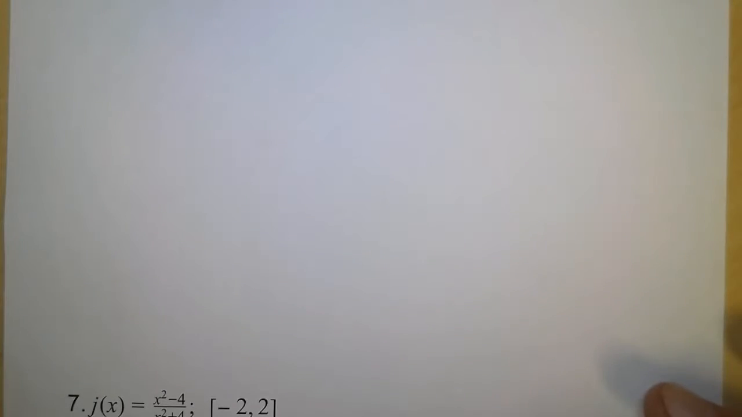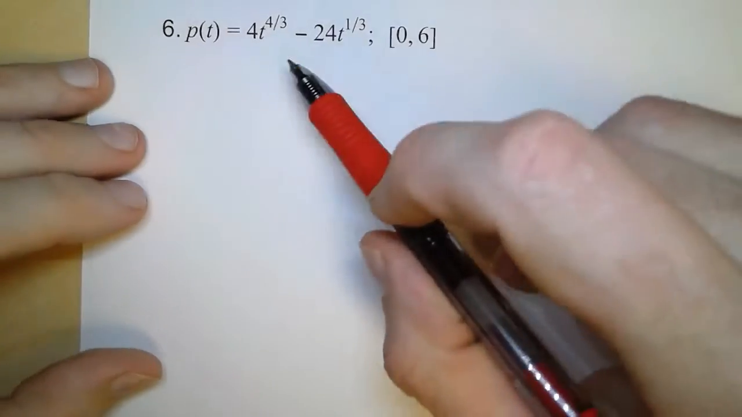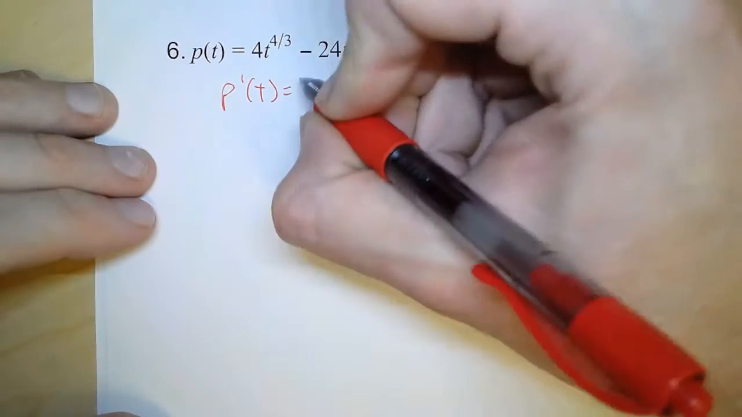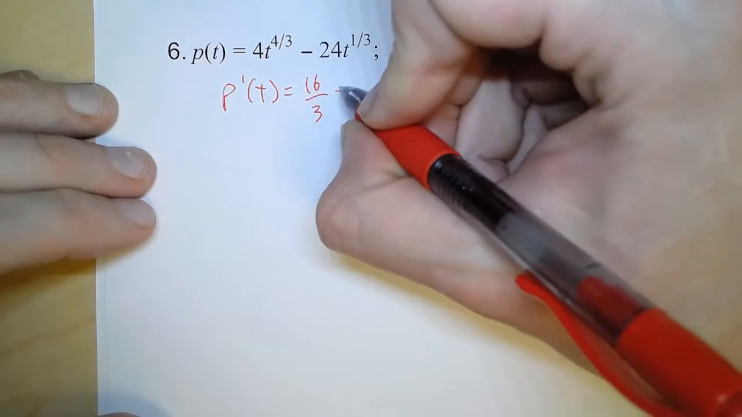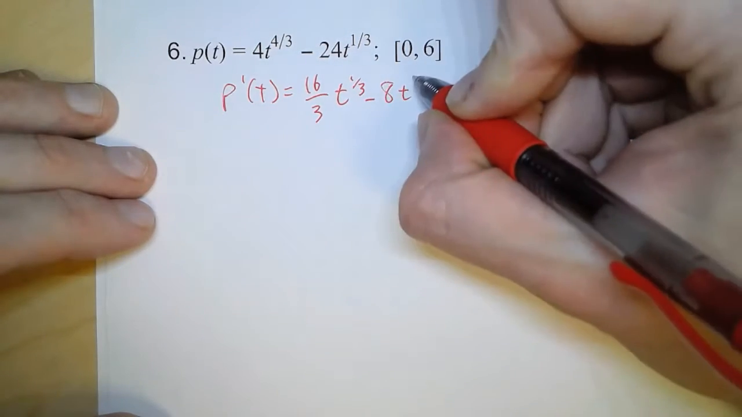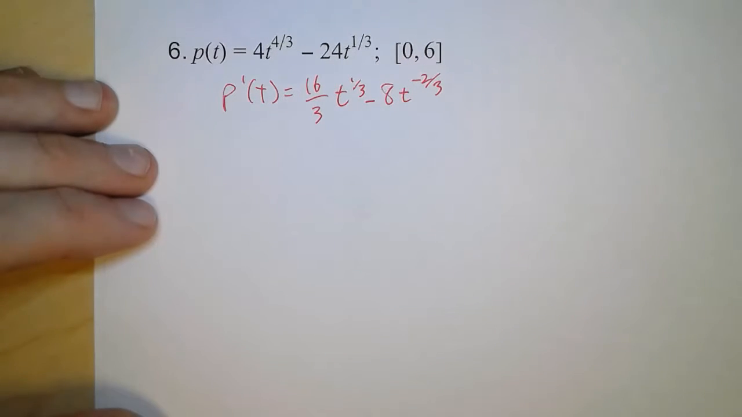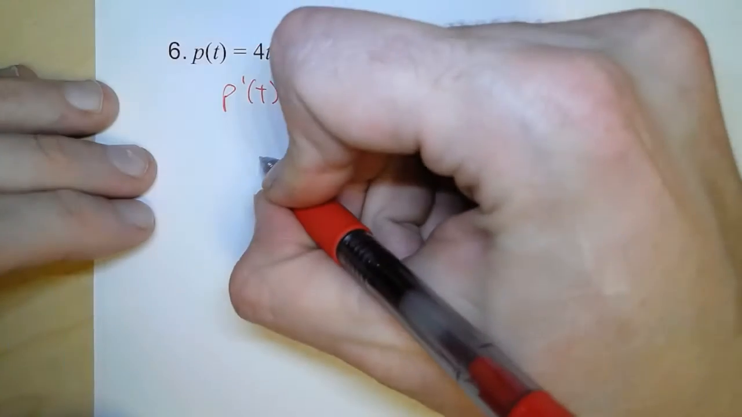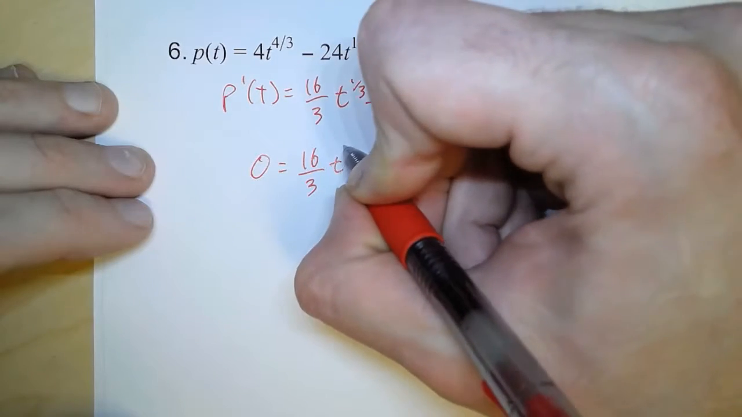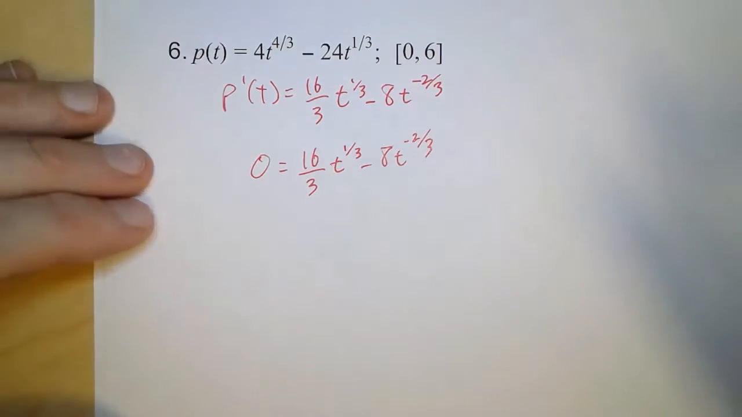So let's go on to the next one. Now here we've got the interval from 0 to 6. And so when we take our derivative, we have p prime of t equals 16 thirds t to the 1/3 minus 8 t to the -2 thirds. And because it's Rolle's theorem, we're going to be setting this equal to 0. So 16 thirds t to the 1/3 minus 8 t to the -2 thirds.